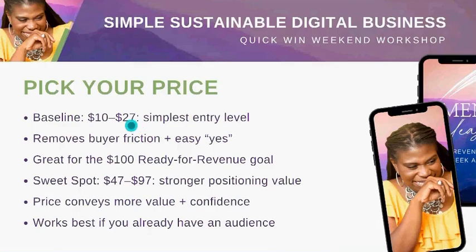I say you could even do 27 and then discount it as needed. This is the simplest entry-level price point. It is the path of least resistance so that people say, okay, and they're willing to take a chance on you because the price point reduces friction, that hesitation.